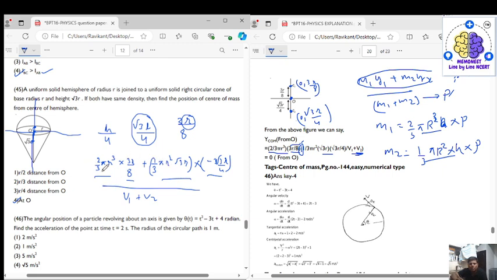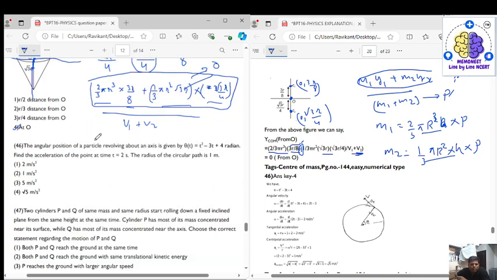When you solve this, you will get the numerator as 0, because we have a minus sign over here. So it will subtract and finally we get this quantity as 0. So the numerator is 0. The position of center of mass will be at the origin, that is O. Right? So the correct answer is option 4.